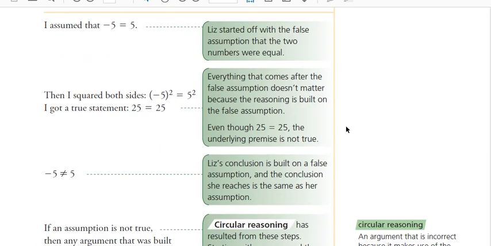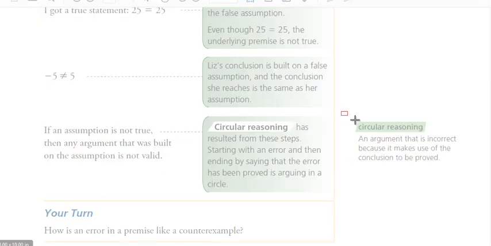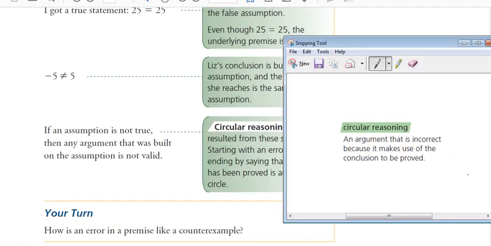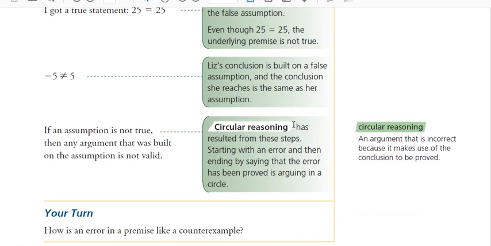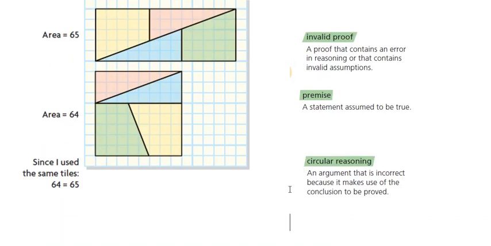And this is part of a philosophical argument, a fallacy called circular reasoning. So you know what circular reasoning is. It's maybe tough to define. We have it defined right here. You can jot that down into your notes as well. Remember, I've said for this class that you'll have an open book quiz coming up, so you might want to have these in your book so that you can check back to them if you need to. An argument that is incorrect because it makes use of the conclusion to be proved.